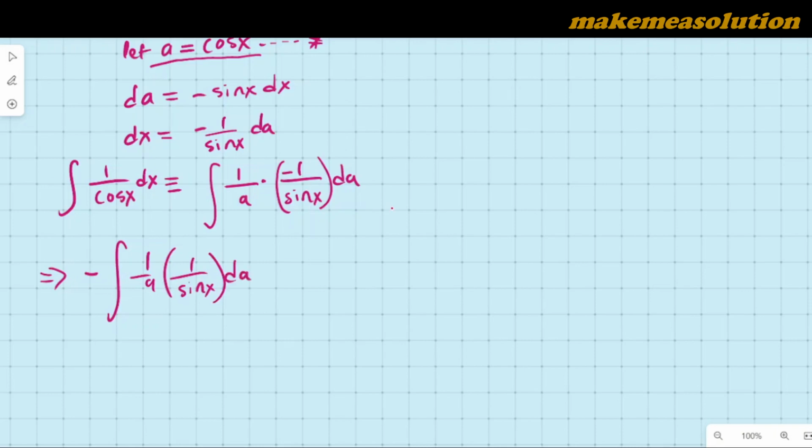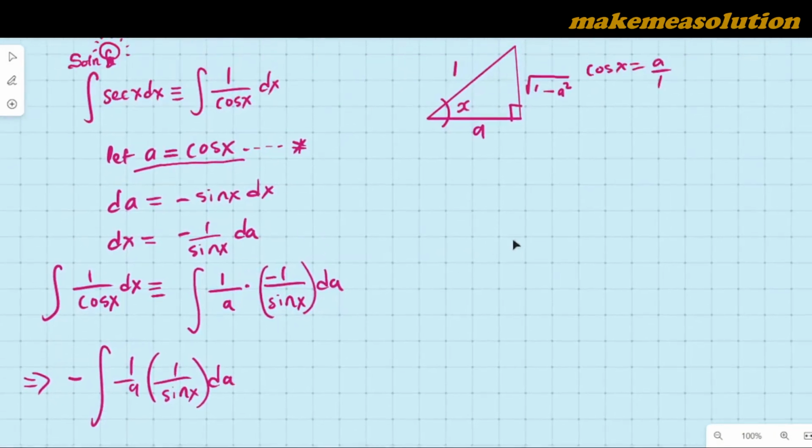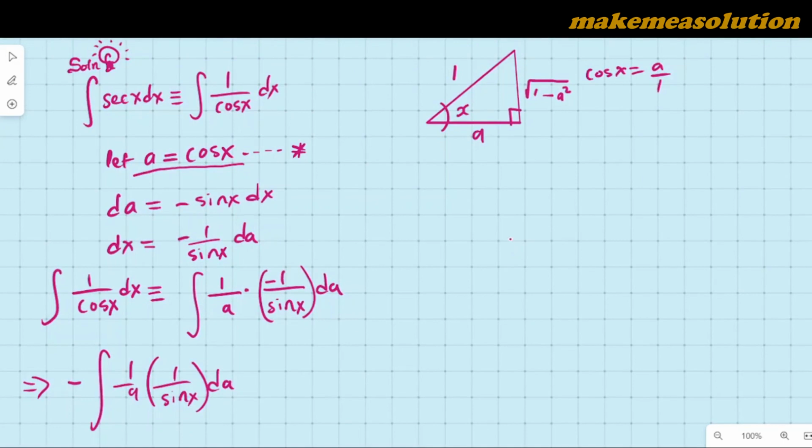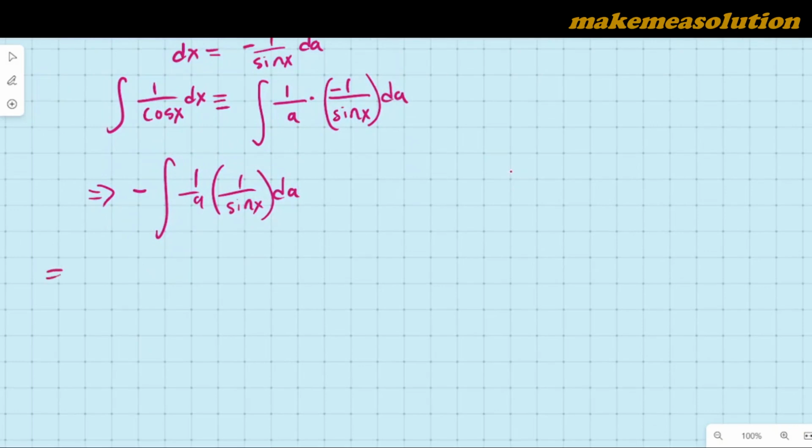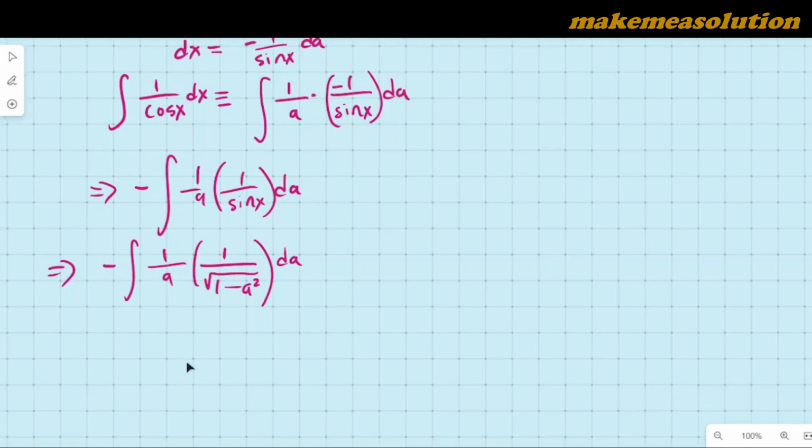Now from our reference right angle triangle, we are going to evaluate sine x. Sine x is equal to root of 1 minus a squared over 1, which is root of 1 minus a squared. So the implication is that we have minus 1 over a, then 1 all over the square root of 1 minus a squared da. So this is where we are at right now.